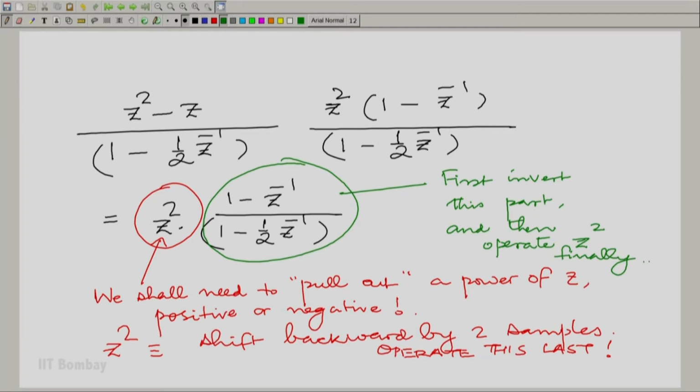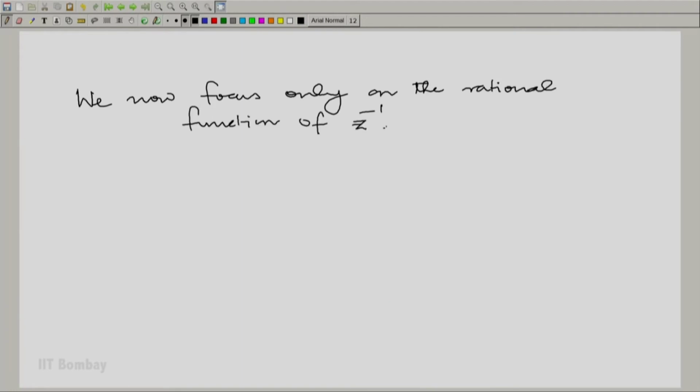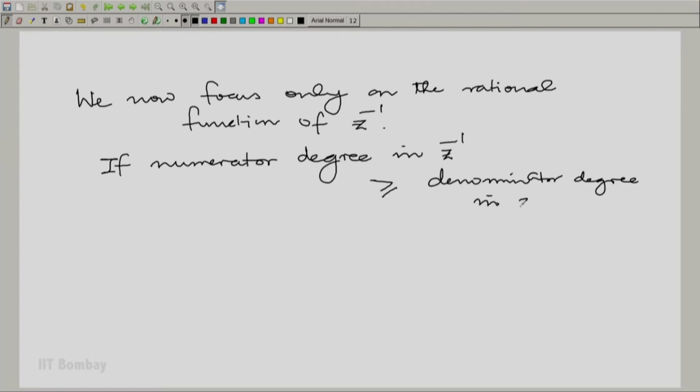So, let us assume without any loss of generality that we indeed have a rational function of z inverse now. The first step is to check the numerator degree and denominator degree. If the numerator degree is greater than or equal to the denominator degree in z inverse, of course, we first carry out a long division.